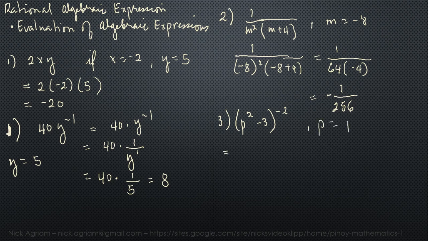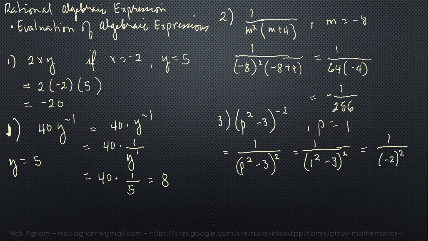Number 3. We have p squared minus 3 raised to -2, where p is equal to 1. And we have negative there, so we have 1 divided by p squared minus 3 in parenthesis raised to +2. P is 1. So we have 1 squared minus 3 raised to +2. Then we have 1 divided by -2 raised to 2. Then we have 1/4.